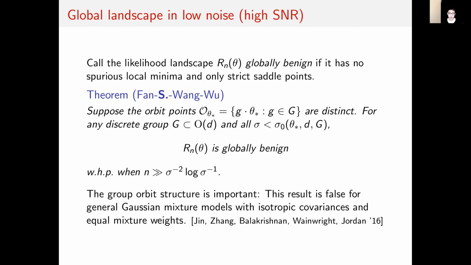For the global landscape, we call the landscape benign if it has no spurious local minima and only strict saddles. In the low noise regime, we show that the likelihood landscape is globally benign for any discrete group as long as the sample size is large enough. For this result, the group orbit structure is important, as counterexamples are known for general Gaussian mixtures.